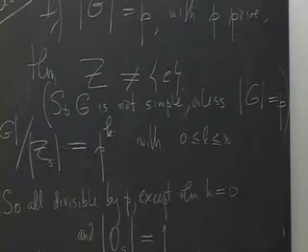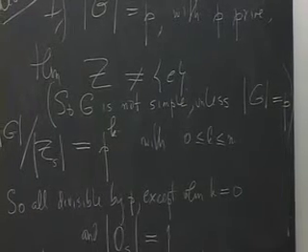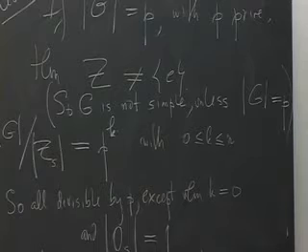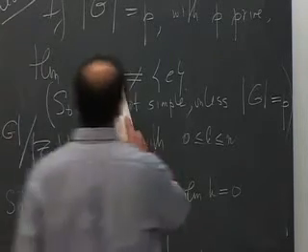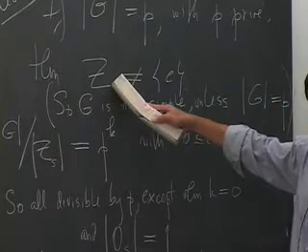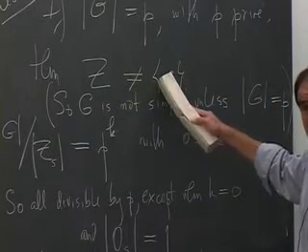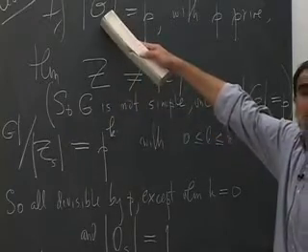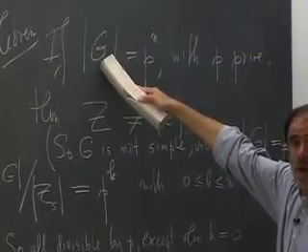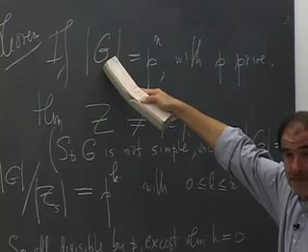Does simple mean no non-trivial normal subgroups? The only normal subgroup is G or the identity. So here, you see if you have a group of prime power order and you take its center, that's a normal subgroup. It's not the identity. So the only thing that would be a problem here is if the center were the entire group. If the center is the entire group, the group is abelian.